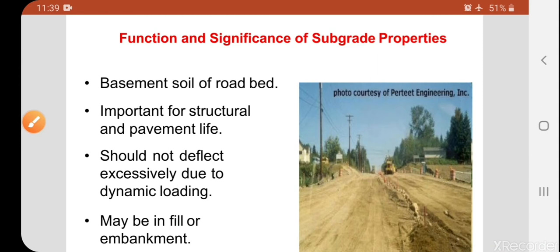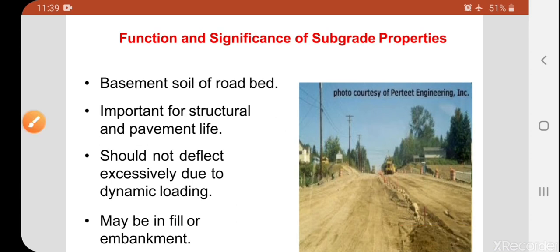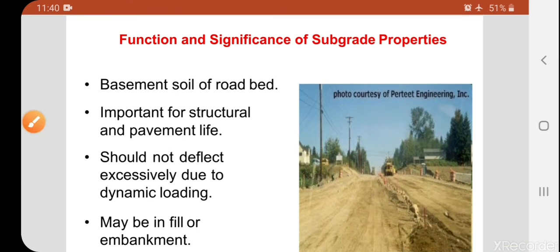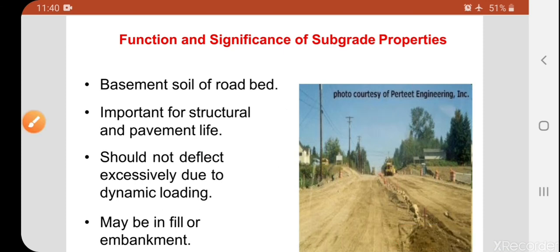Next, important for structural and pavement life. If the life of the subgrade decreases, automatically the life of the road also decreases, because the strength of the road wholly depends on the subgrade only. Assume the subgrade is black soil, nothing but black cotton soil, BC soil. Automatically the bearing capacity will be less. In such cases, we need to completely refill the soil with moram. That's why for road construction, 99% usage of moram will be done.